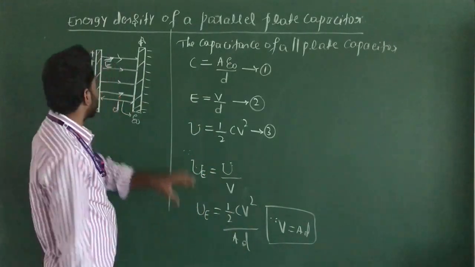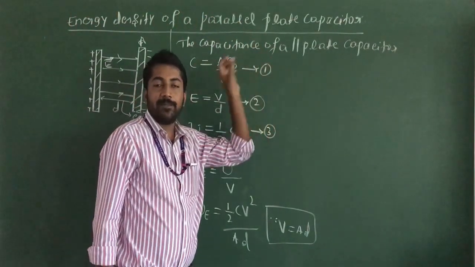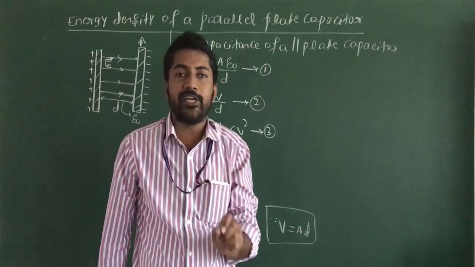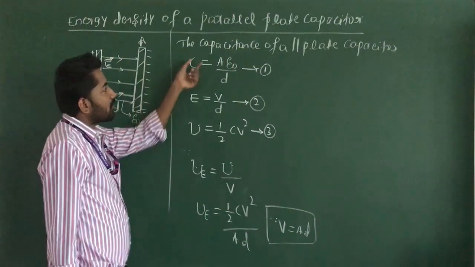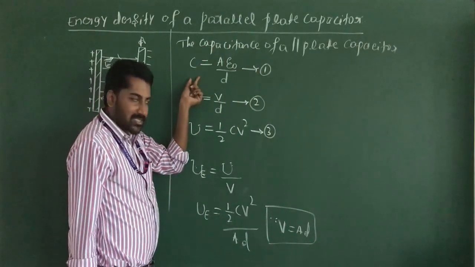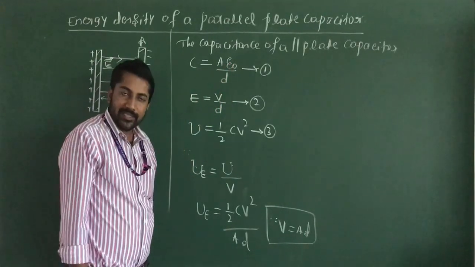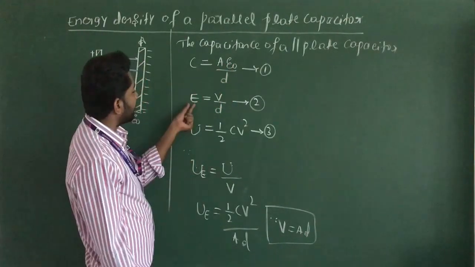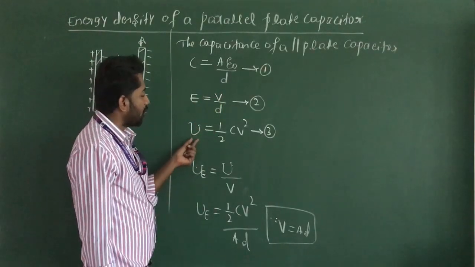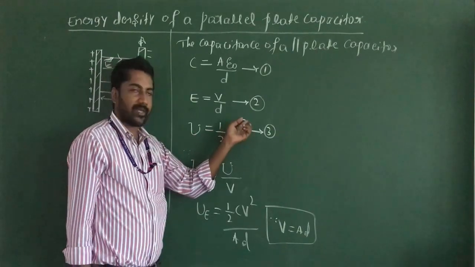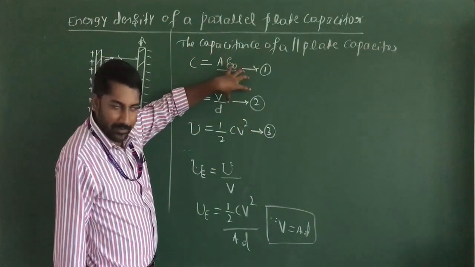It is a very simple equation. Energy density of a parallel plate capacitor means the energy stored per unit volume of a capacitor. We know the formula for capacitance of a parallel plate capacitor, C is equal to A into epsilon naught divided by D. The electric field between the two plates is E is equal to V divided by D. And energy stored in a capacitor, U is equal to 1 divided by 2 into C V square. Already we have studied all these three equations in our previous classes.